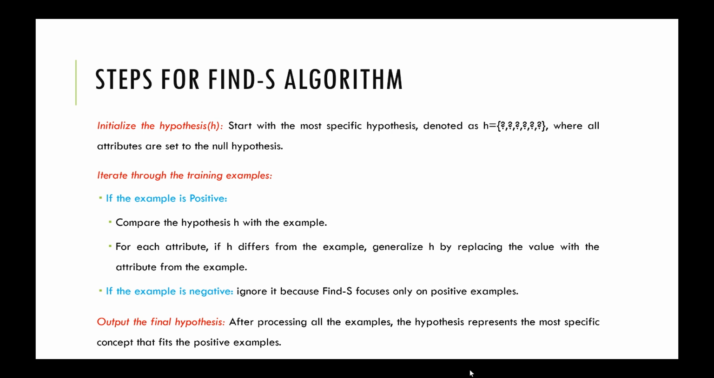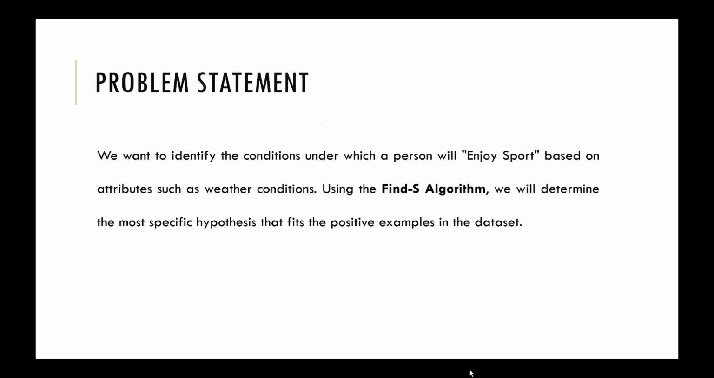Now we'll state the problem statement. We have to find the condition under which a person will enjoy sports based on attributes such as weather condition. Later, we're going to consider sky, wind, humidity, like that. Based on the condition, we can enjoy the sport or not. By using the Find-S algorithm, we will determine the most specific hypothesis that fits the positive examples in the data set.